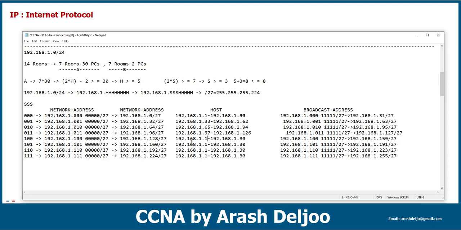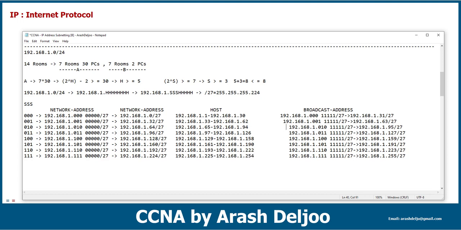And here, as you can see, from 129 to 158. Okay. And after that, from 161 to the last IP address, 190. And after that, in this network, the host addresses start from 193 to 222. And after that, in the last network, we have 225 to 254.